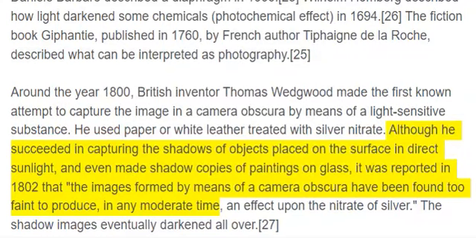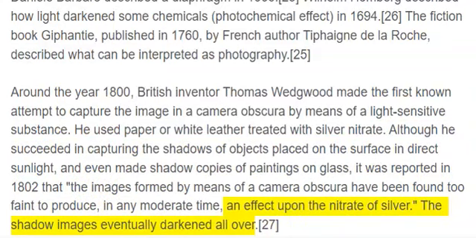Although he succeeded in capturing the shadows of objects placed on the surface in direct sunlight, and even made shadow copies of paintings on glass, it was reported in 1802 that the images formed by means of a camera obscura have been found too faint to produce, in any moderate time, an effect upon the nitrate of silver. The shadow images eventually darkened all over.